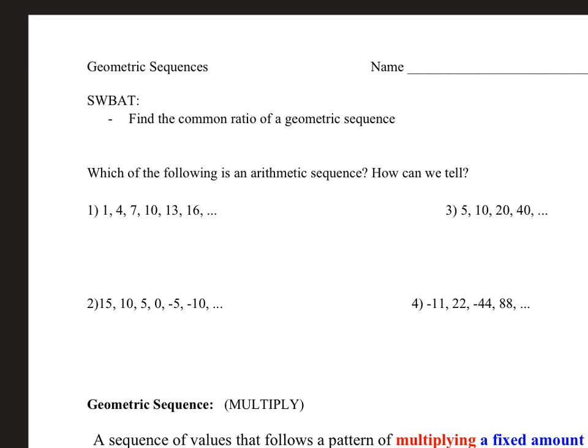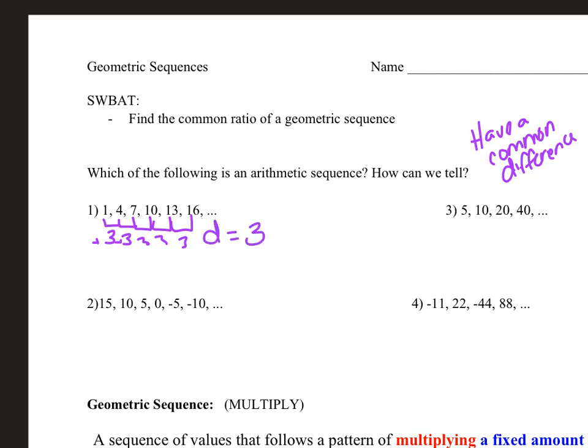Which of the following can you tell is an arithmetic sequence? You can tell things are an arithmetic sequence because they have a common difference. That's how we can tell. In other words, how do I get from 1 to 4? 4 minus 1, I went up by 3. 7 minus 4, up by 3, up by 3, up by 3, up by 3. That's a common difference, meaning we added to get to the next one. So the common difference is 3, so this is absolutely an arithmetic sequence.